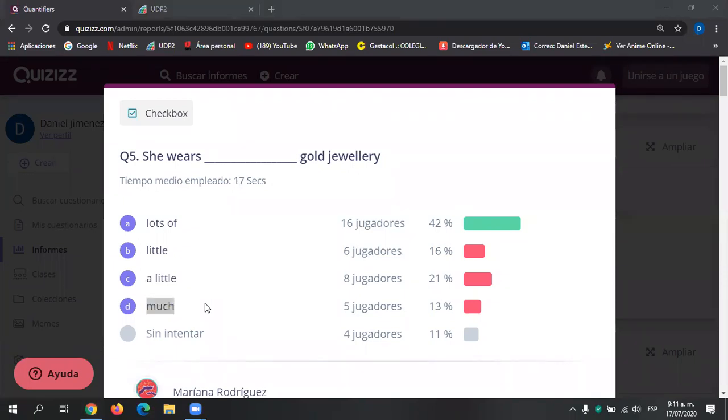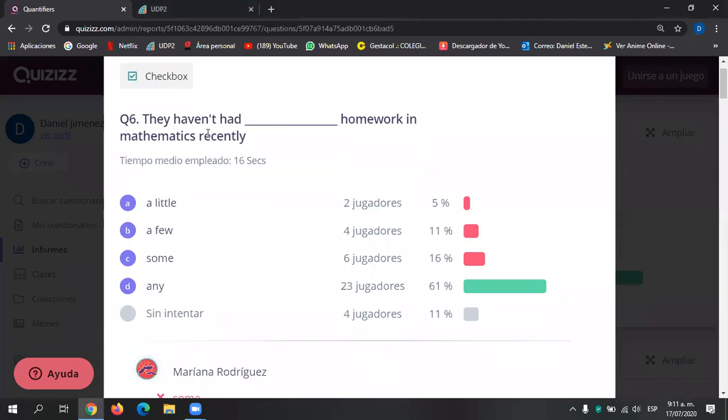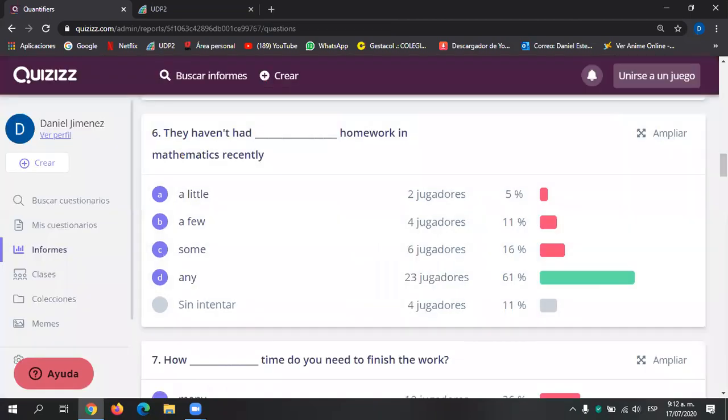Wait a second. Okay, next sentence, number six. They haven't had homework in mathematics recently. Haven't had. When you are talking about negative sentences, you can say the phrase ninguna. Sí. Tú vas a usar el any. Any es para ningunas cuando estamos hablando de oraciones interrogativas o negativas. ¿Sí? En este caso no utilizaríamos some porque es solo para positivas. A few también es solo para positivas y para contables. Y a little tampoco se usa en este caso porque es solo para positivas. Any es lo correcto.